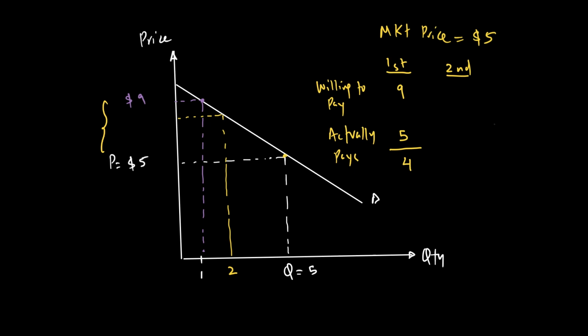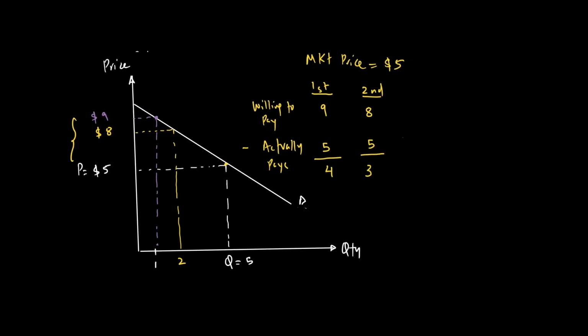So let's say for the second unit, I'm willing to pay $8. Okay, so my willingness to pay has gone down because this is not the first unit, this is my second unit. But the producer is still asking for $5 because that's the market price, which means for the second unit I am having what we call a consumer surplus of $3. Why? Because I am still willing to pay more than the price the producer is asking. But let's say this goes on, and for the third unit, for example, I'm willing to pay a little less, let's say 7, and for the fourth one, I'm willing to pay, for example, 6.